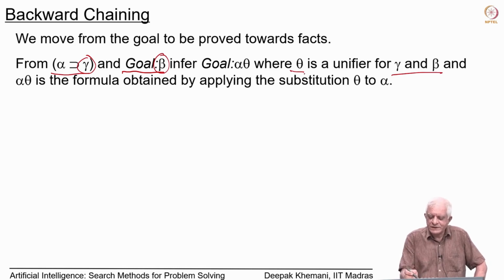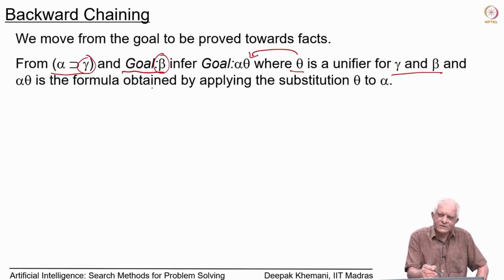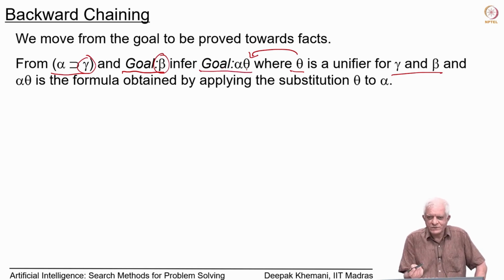So, if you can find the unifier theta which makes gamma and beta the same, then we can apply the same unifier to alpha, and we can say that instead of showing that beta is true, we have reduced it to a sub goal which says show that alpha is true, alpha with the theta applied to it essentially. So, we are moving from goals to sub goals to goals to sub goals and so on, and that is the process of backward chaining.